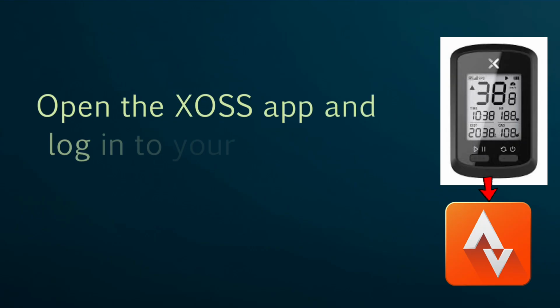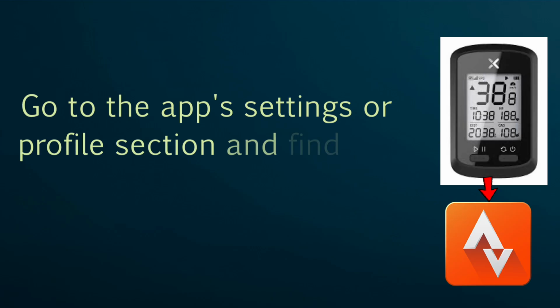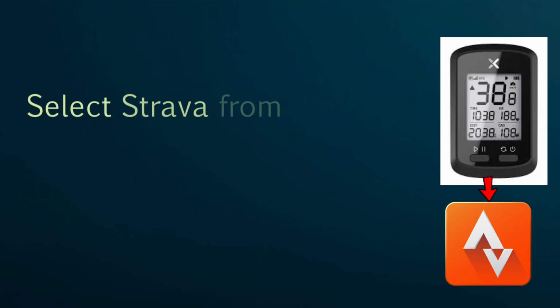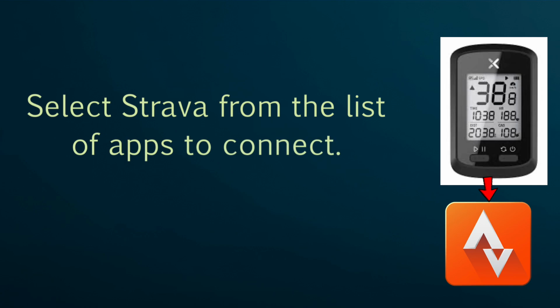Open the XOSS app and log in to your account. Go to the app's Settings or Profile section and find the option for connecting third-party apps. Select Strava from the list of apps to connect.